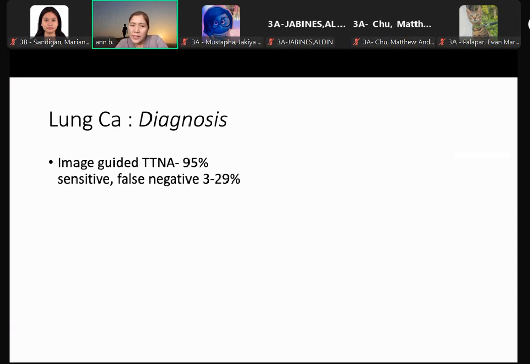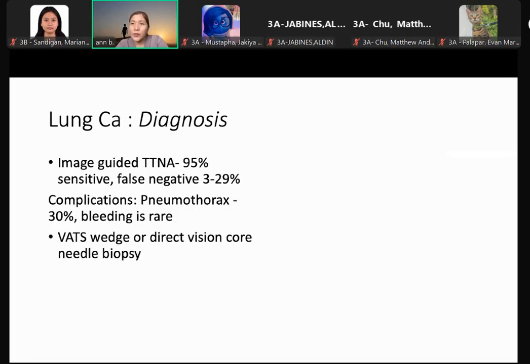So in lung cancer diagnosis, again, important is the image-guided transthoracic biopsy. Again, as I have mentioned, complications are pneumothorax. Then we could also do the VATS wedge or direct vision core needle biopsy. VATS is more diagnostic and therapeutic, because if it is malignant, then you can remove it immediately. Even if it's benign, then you can do the wedge resection. If it is malignant, you can do the lobectomy already with VATS if the patient is resectable.